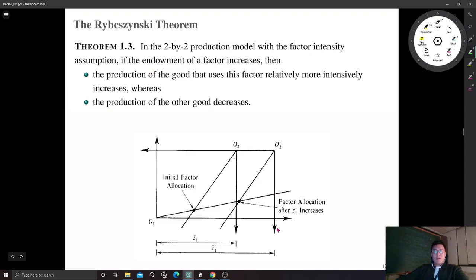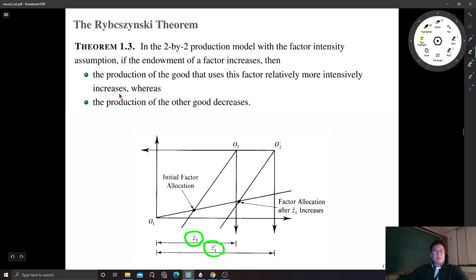increases, so here this diagram shows us the increase in the endowment of factor 1. Okay, so the edge of the box gets larger horizontally. Okay, previously endowment was z1 bar, and now we have a z1 bar prime. Okay, so the length of the box now increases.